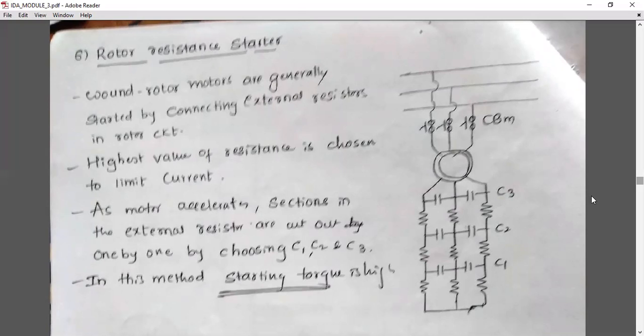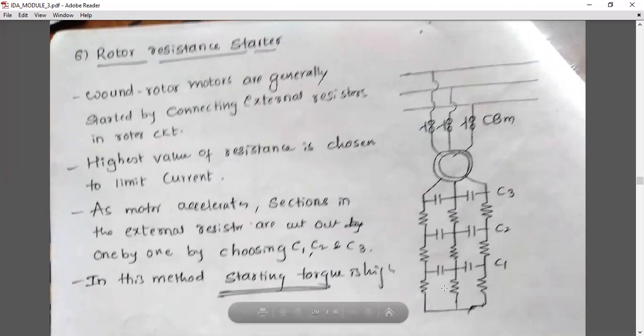So we have the stator winding here, and this side we have the rotor winding. At the rotor winding, we are going to connect the resistance, and these are not capacitors. These are the switches.